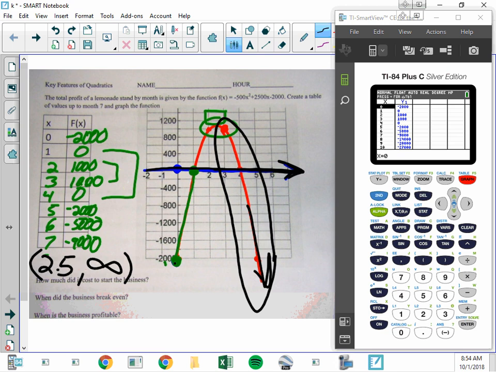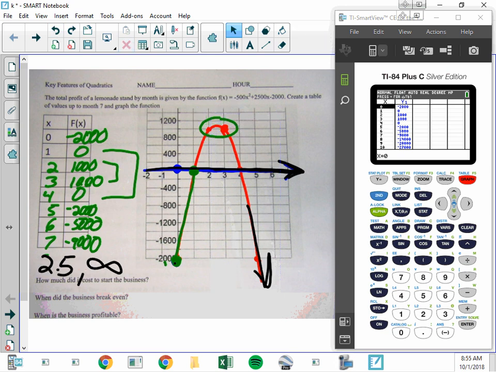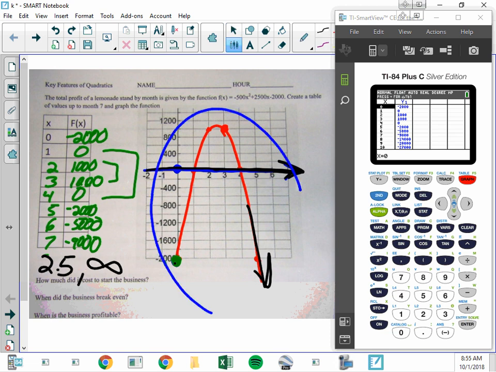All right. Next question. How can you explain the shape of the profit curve? Why might a lemonade stand profit curve look something like this? So why did we start $2,000 in the hole? Okay, we had to pay for the business. Okay, that makes sense. Then what happens?